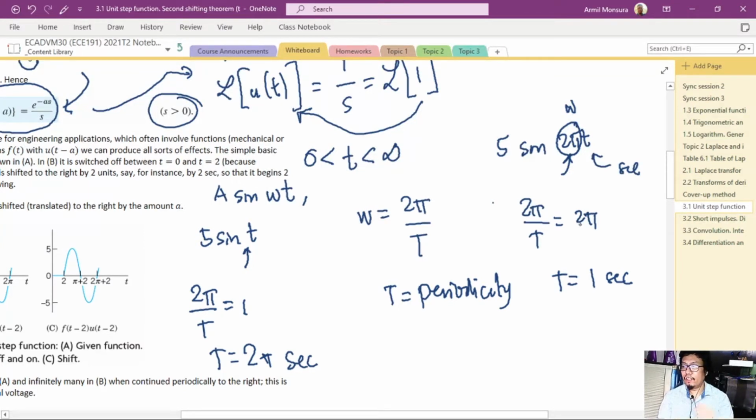So let's adjust it furthermore, so that the period becomes, say for example, 3 seconds.